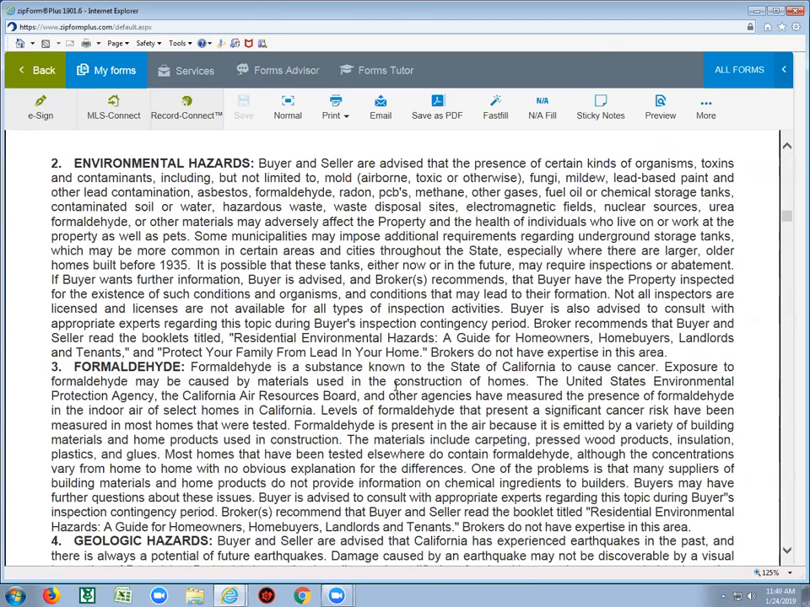Nuclear sources. We don't have it really here. Urea formaldehyde and other material may adversely affect the property and the health of the individuals who live or work at the property as well as pets. So pets, some people have an issue, allergic to their fur or anything.